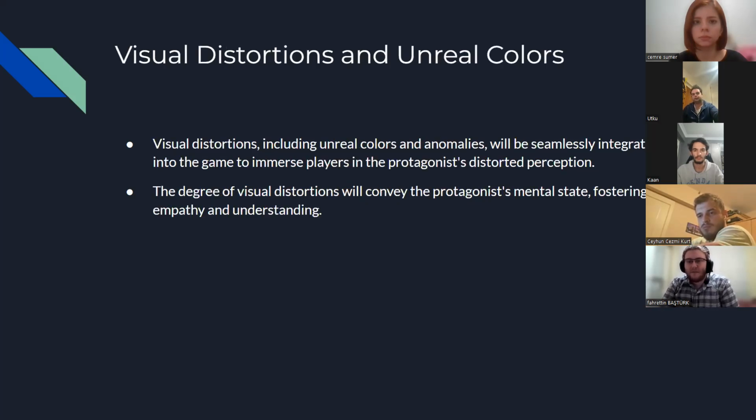Other page. Visual distortions and unreal colors. We will use visual distortions and unreal colors in our game. In this type of situations, the user or the player will see some visual differences and unreal colors in the game. Other page.